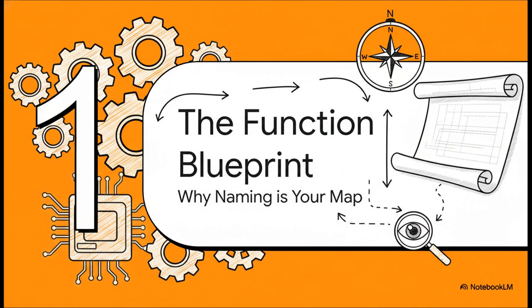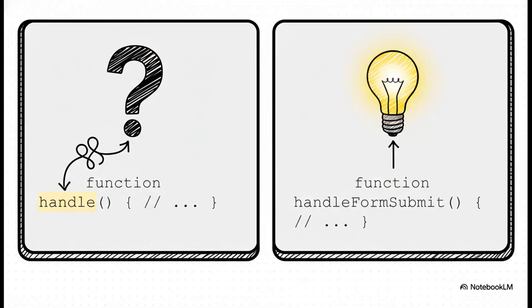You might think our journey starts with the function call itself, but nope. It actually begins with the blueprint, the function's definition, and probably the most critical part of that blueprint, the thing that acts like a map for anyone reading your code, is its name. I mean, just look at the difference a good name makes. A function does something, right? It performs an action. So its name really ought to be a verb. Something like handle is, well, it's lazy. It leaves you guessing. But handleFormSubmit? Now that tells you exactly what's about to happen. The code basically documents itself.